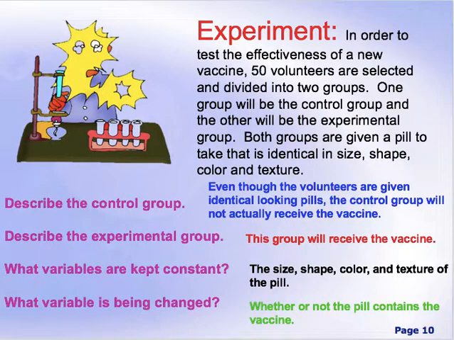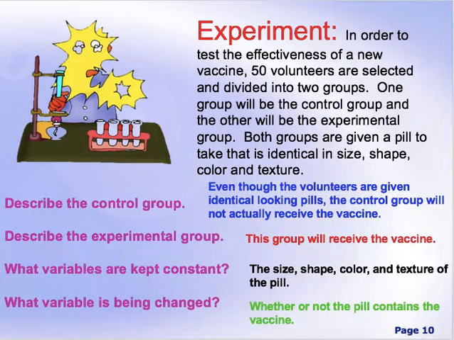So we already talked about the control group. We talked about an experimental group. But we need to talk about what variables are kept constant, what variables can be changed. Here's our experiment. In order to test effectiveness of a new vaccine, 50 volunteers are selected and divided into two groups. One group will be the experimental group, and the other will be the control group.